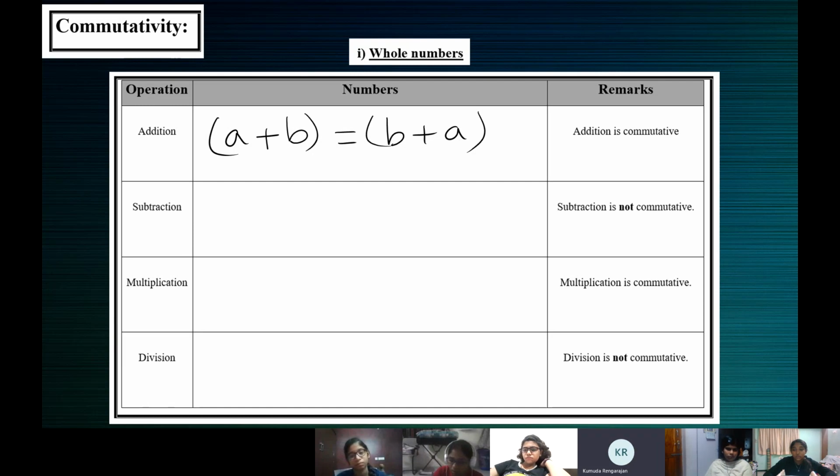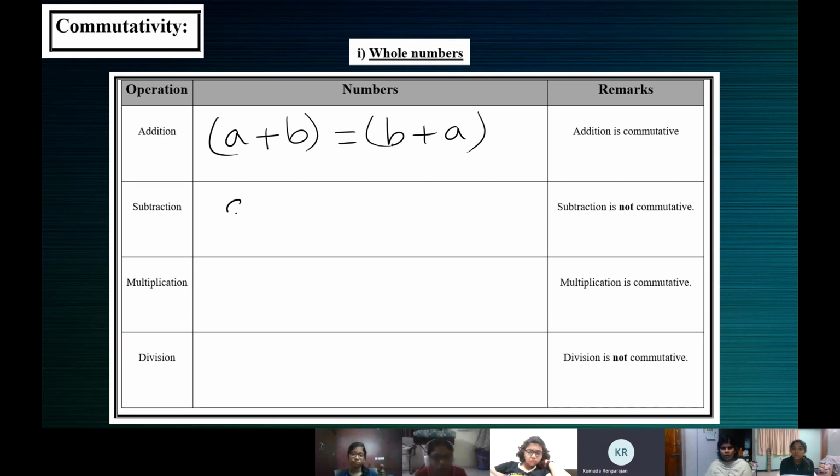Now, what is commutativity? Any order you add, you should get the same answer. That is commutativity: you perform the mathematical operation in any order, and the answer should be the same. So we take two whole numbers A and B, and the operation is addition. A plus B will always be equal to B plus A. Whole numbers are commutative under addition.